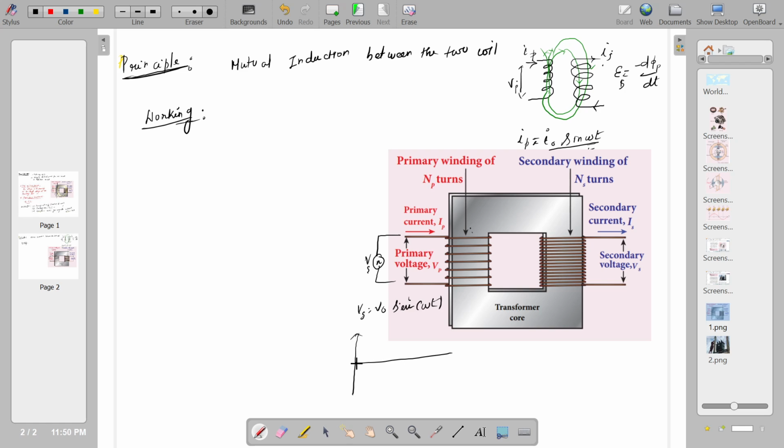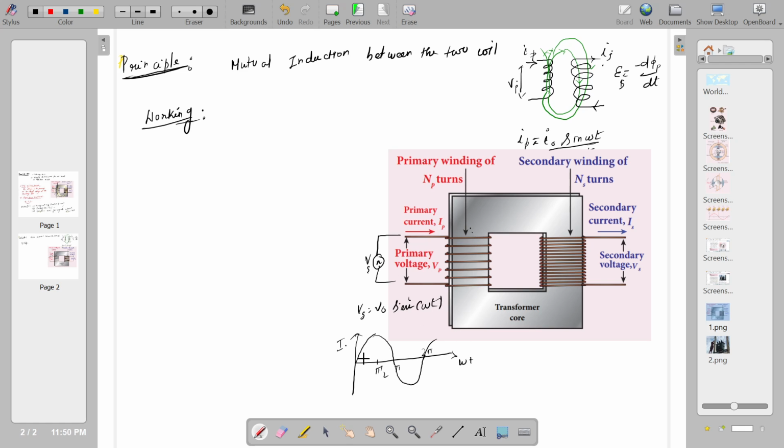Suppose at time t equals 0, the current will be 0. If the time grows, then at omega t equal to pi by 2, the current will be the maximum. Then again it will drop to 0 at omega t equal to pi. This is the omega t axis. Then at omega t equal to 3 pi by 2 it is the negative maximum, and at omega t equal to 2 pi it will be 0 again. It is just alternating, and that means it will change its direction. So as the time grows on, there is alternating current.